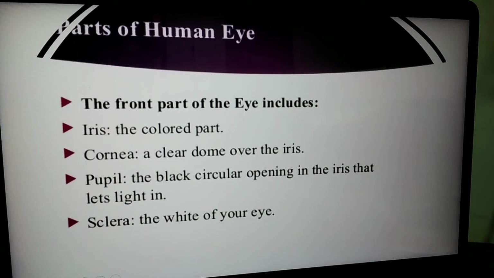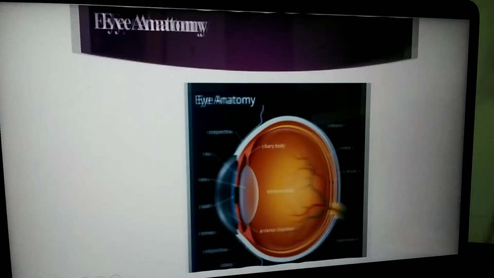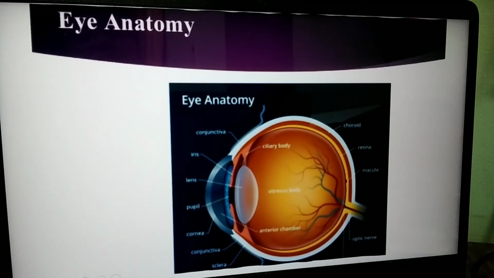Coming to the parts of the eye, the front part of the eye includes iris, the colored part; cornea, a clear dome over the iris; pupil, the black circular opening in the iris that lets light in; and sclera, the white part of the eye. This is the picture which shows the anatomy of the eye.